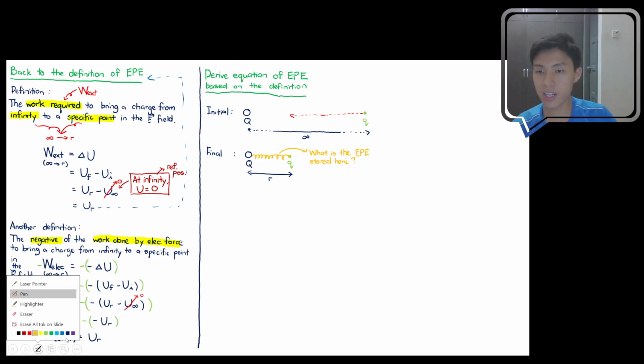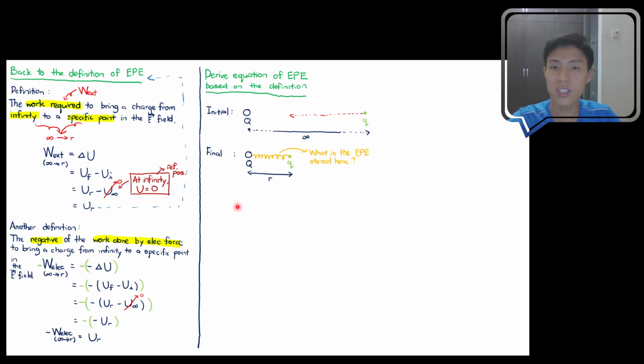Okay, so to find that out, we have to look at the definition. The definition says that the electric potential energy U is the negative of the work done by electric force, so work elect, to bring the charge from infinity, so initially it is at infinity, to a specific point in the electric field. So this is to R.